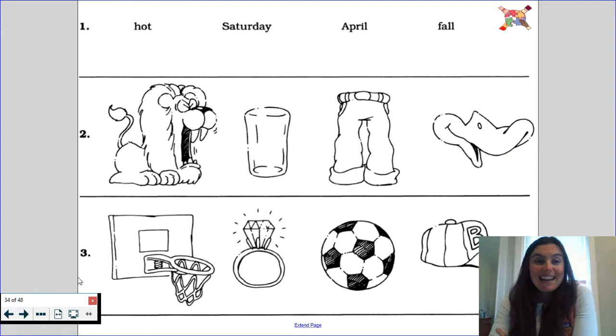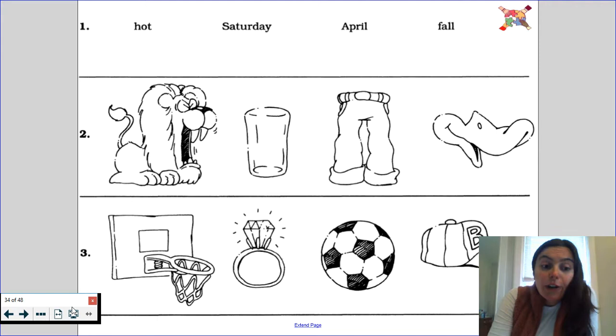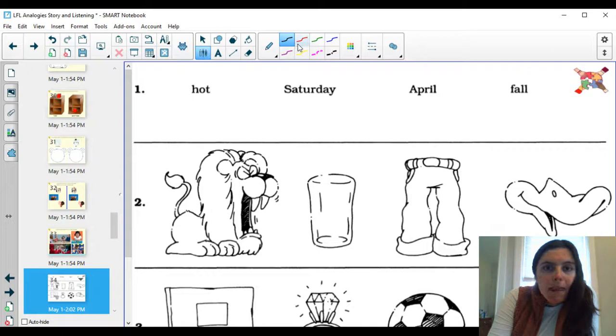And now it's time for our activity. We're going to play this game so we can learn more about analogies. So this is called the analogy lineup. Now, Mrs. Phalon needs her marker so we can play this game. What color should we use? Let's use blue.